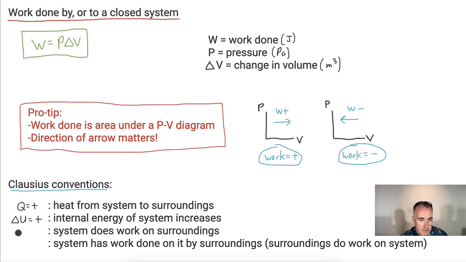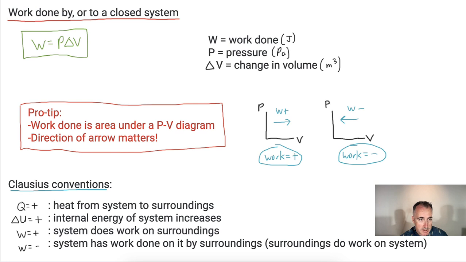And here, just like I was defining, if work is positive, what does that mean? That means the system, like this pump or whatever you're looking at, does work on the surroundings. And by contrast, if the work is negative, then the system has work done on it by the surroundings. Or you could say the surroundings do work on the system.